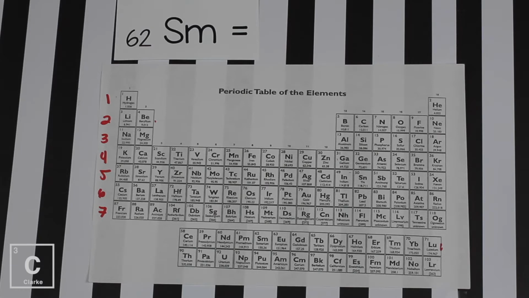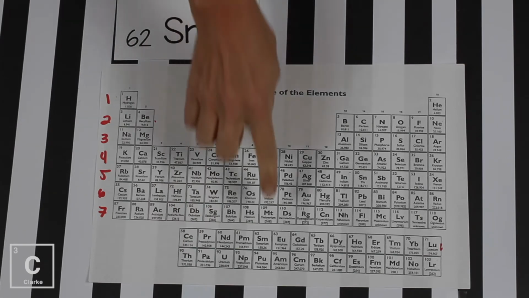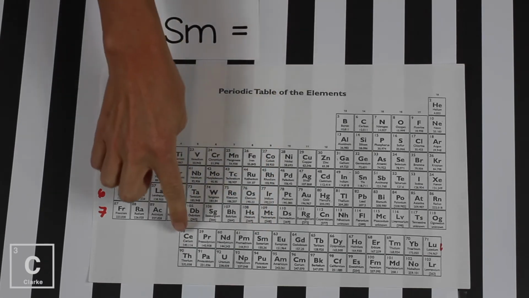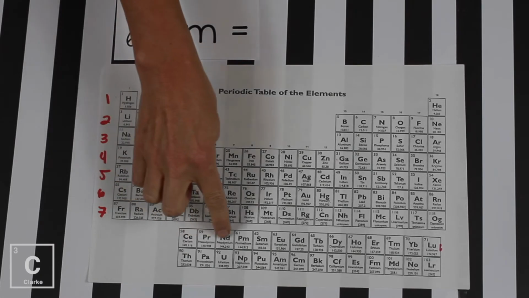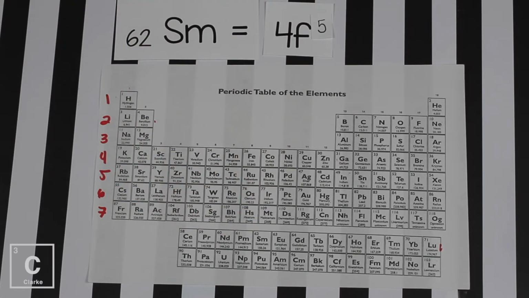Let's look at something in the F block. We have not tried anything in the F block. We've got samarium, number 62, down here in the F block. If the D block only goes down by 1, the F block goes down by 2. So if we find Sm here, this is going to be 4f: 1, 2, 3, 4, 5. The ending notation for samarium is 4f5.